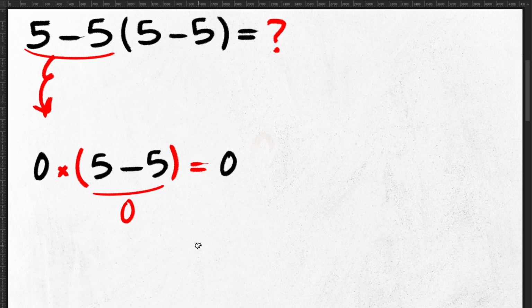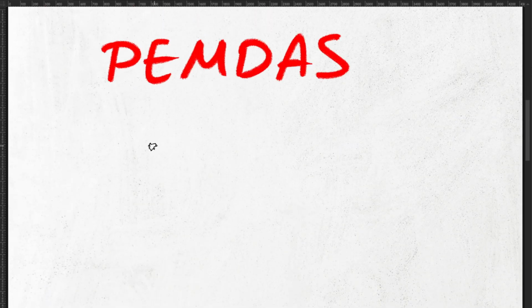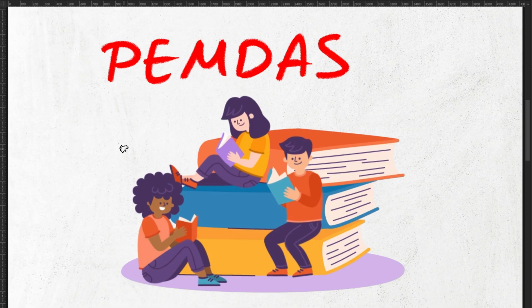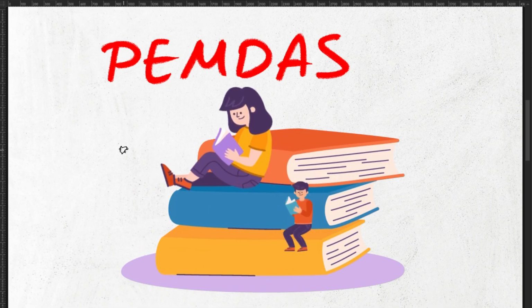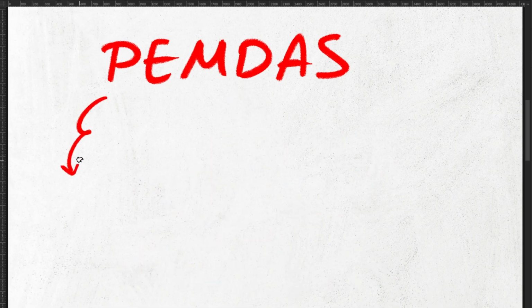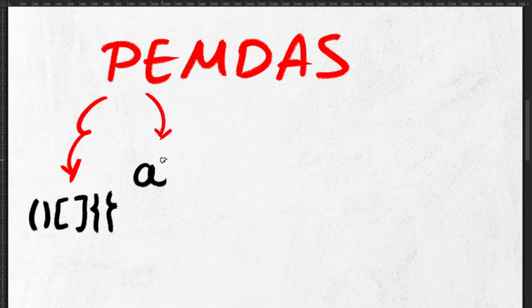To avoid mistakes like this, mathematicians use a rule called PEMDAS. PEMDAS tells us the exact order in which calculations should be performed, so everyone solves an expression the same way and gets the same answer. The letters stand for: P is for parentheses. Anything inside parentheses comes first. E is for exponents, such as powers and square roots.